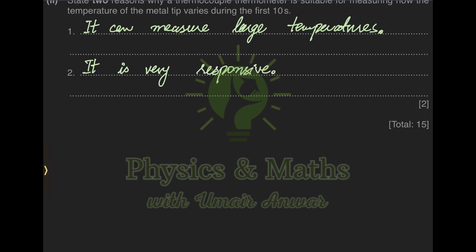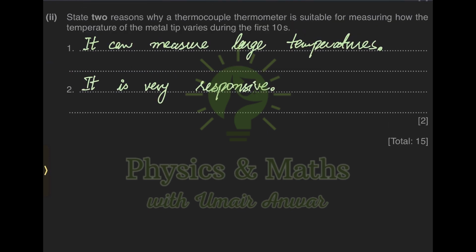By responsive, we mean it can measure very little change in temperature in very little time. The normal laboratory thermometers or the clinical thermometers need some time to respond to the temperature changes. Similarly, for very little temperature changes, they are not very responsive. On the other hand, thermocouple thermometers detect very little changes of temperature and they detect them very quickly. So they are called very responsive. So the question ends here with this part.